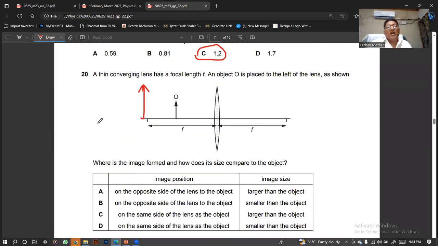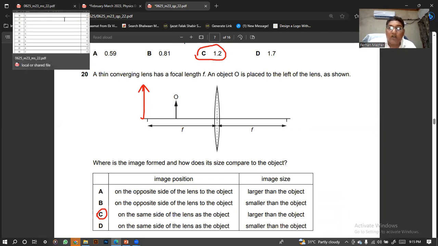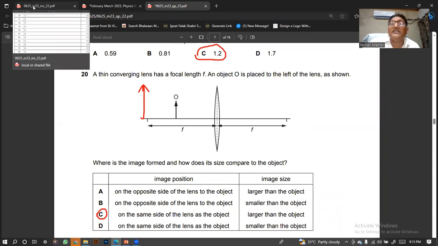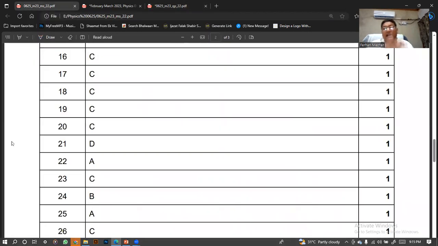So they say on the opposite side of the lens to the object, no. On the same side of the lens as the object, yes. And larger than the object, yes. So I think C is the right option, sir. Because this is a magnified image, this happens when the convex lens is being used as a magnifying glass. So we think for question 20, C is the right option, sir. And it is the right option.